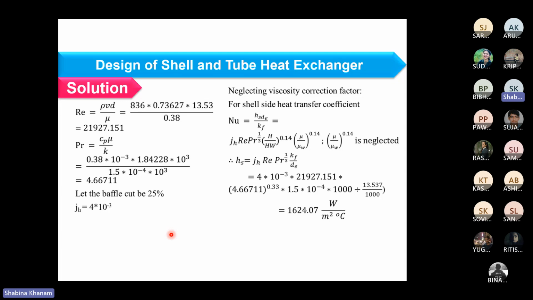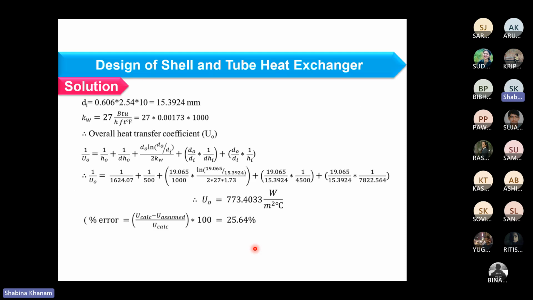Now once I'm having this JH value, we can find the shell side heat transfer coefficient, which is coming as 1624.07, and that should be HO. Here it is written as HS, but it should be HO. Now once I'm having HI and HO, we have already collected the dirt coefficients for water and benzene. We need to find the overall heat transfer coefficient. All these values we know already.